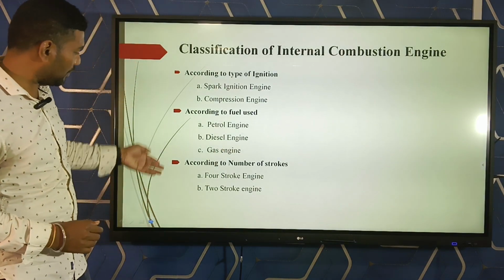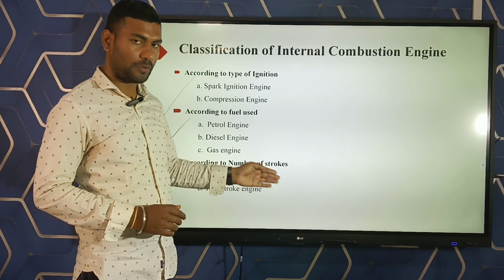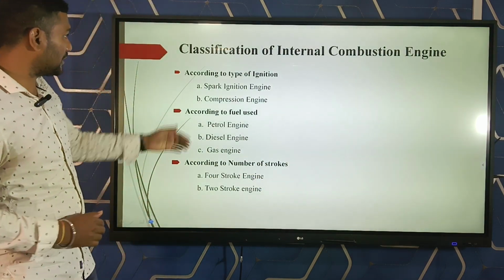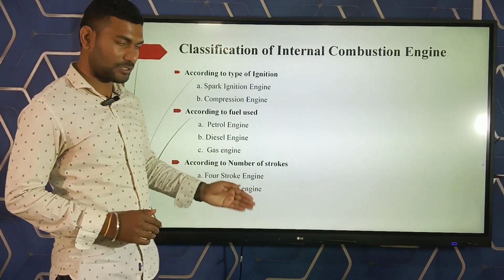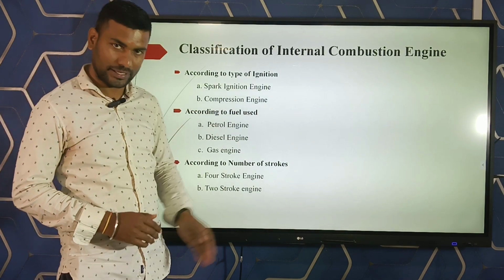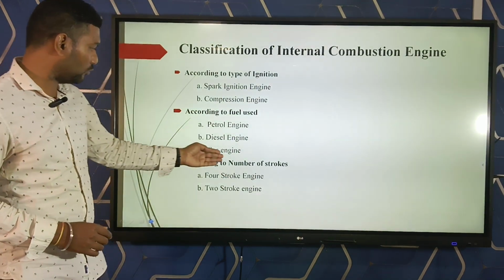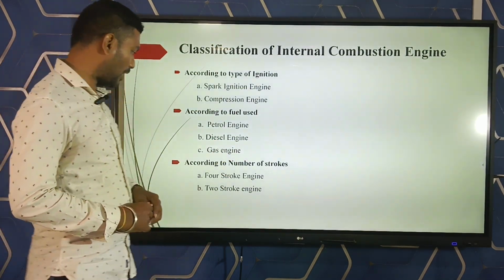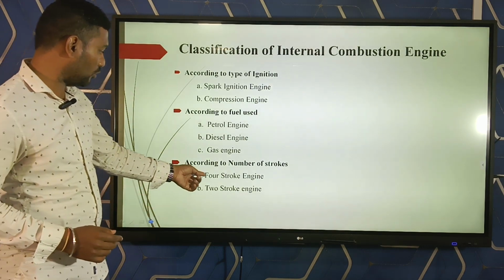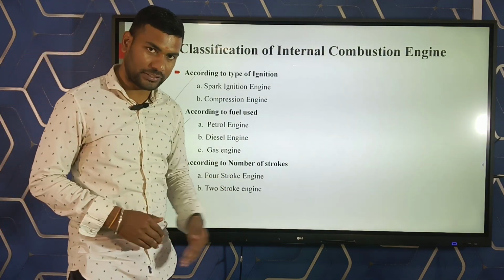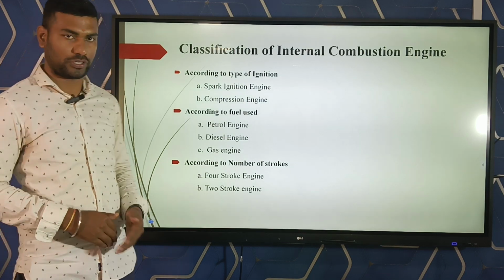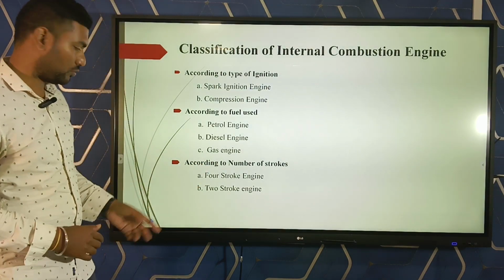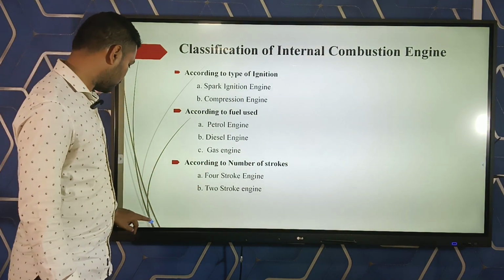Then third point is according to number of strokes. First is according to type of ignition, second is according to fuel used, third is according to number of strokes. How many strokes? First point is the 4-stroke engine. Second point is the 2-stroke engine. Generally 2-stroke and 4-stroke.